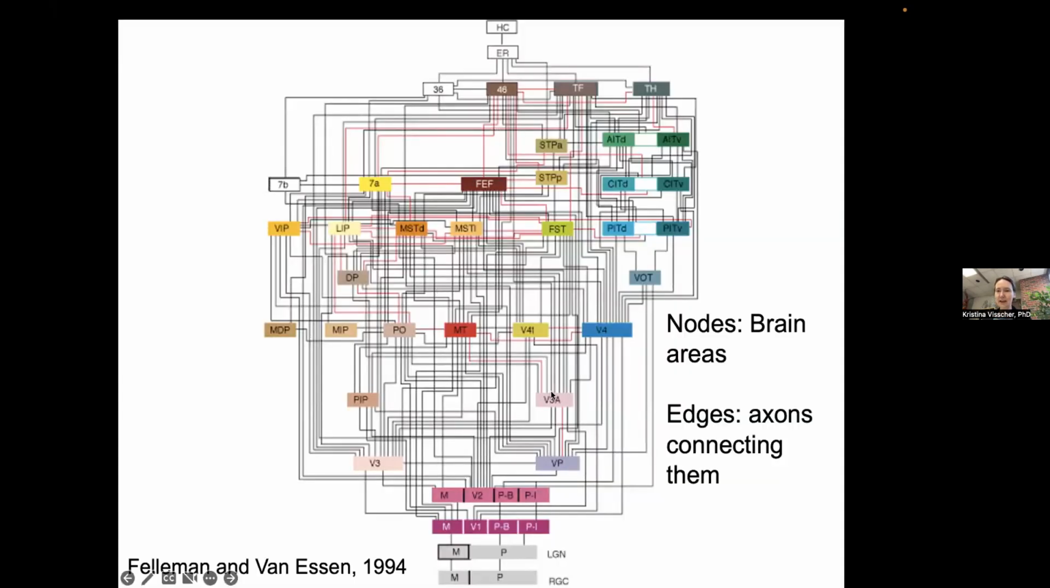So this is an image from a very influential 1994 paper by Felleman and Van Essen. And here we're defining the nodes as brain areas. So each of these little colored squares is a different area of the brain. And the edges are axons actually physically connecting these brain areas. So down here, this is the retina, the LGN, early visual cortical regions, and way up here we have the hippocampus. So we're not even including the frontal lobes here. So you can see that there are a lot of complicated connections among all these brain regions.